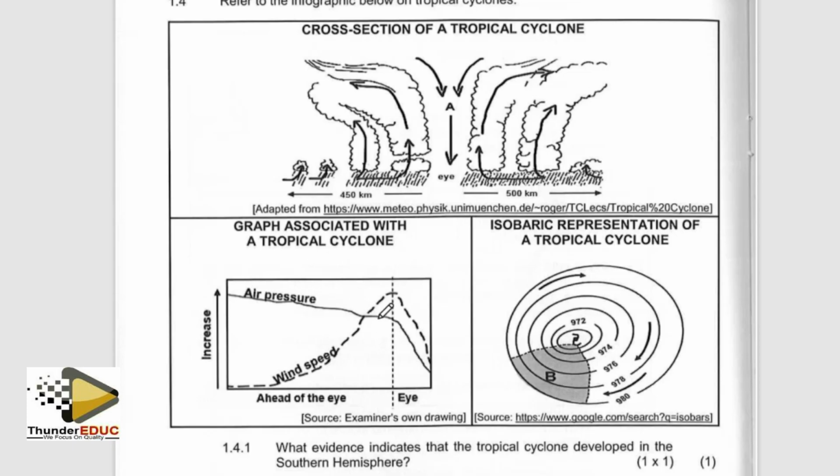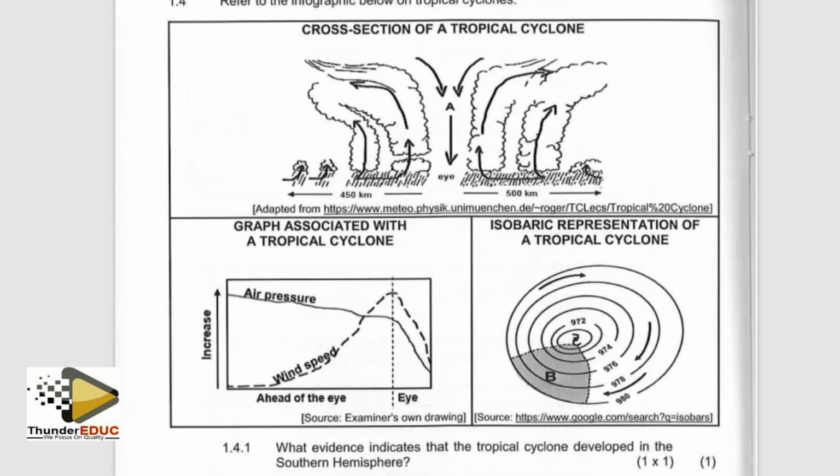We have the graph associated with the tropical cyclone here. They're showing the air temperature and the wind speed. This is ahead of the eye. This is in the eye. We also have the isobaric representation of the tropical cyclone, and a dangerous quadrant on this side. We have the symbol of a tropical cyclone that can also tell us the hemisphere. If the symbol is like that, or the arrows are like that, it tells us about the hemisphere, which is the southern hemisphere.